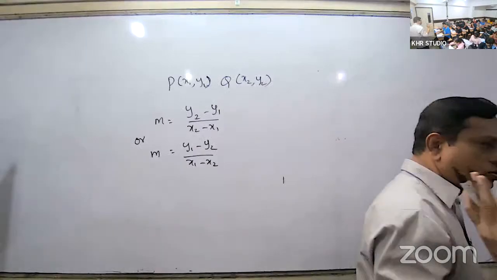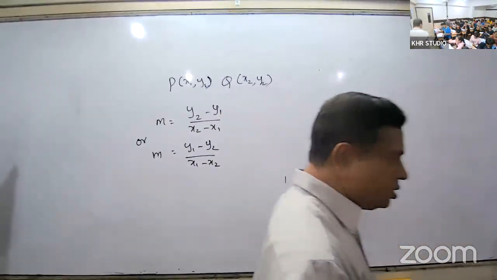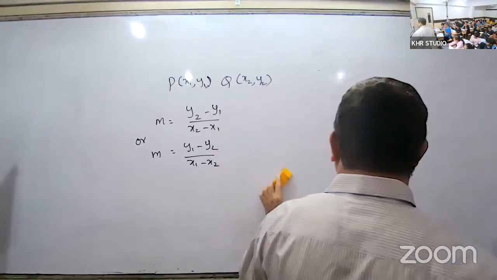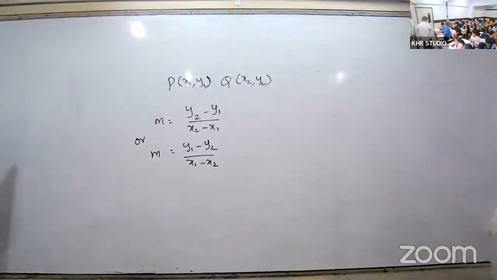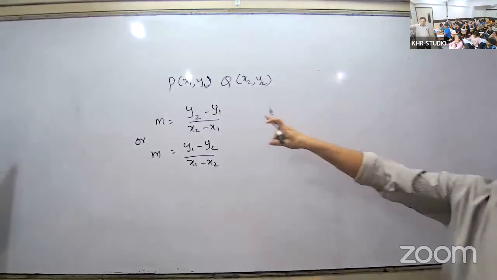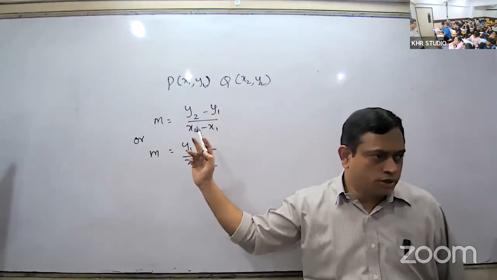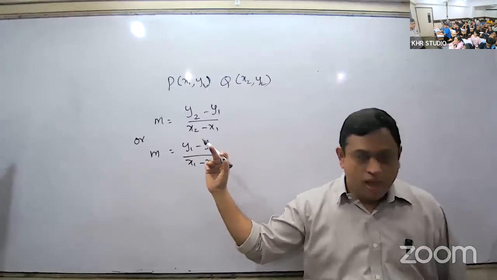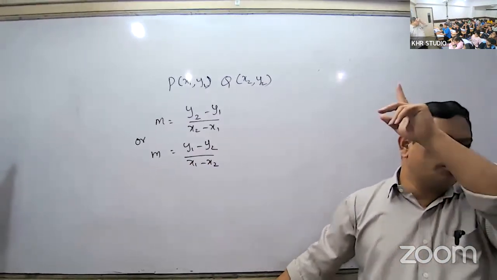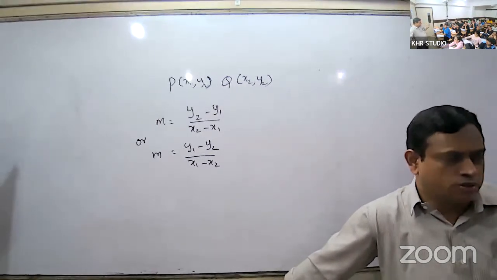One of them you learn. You don't need to remember both. One of them is enough. What is your problem? Tell me, I'll explain. Look, the sign is taken, one positive, one negative. So either you learn this way or this way, but the same order. If y2 minus y1, it should be x2 minus x1, not x1 minus x2. And the second mistake: the numerator is always the y coordinate, the denominator is the x coordinate. This much is clear.